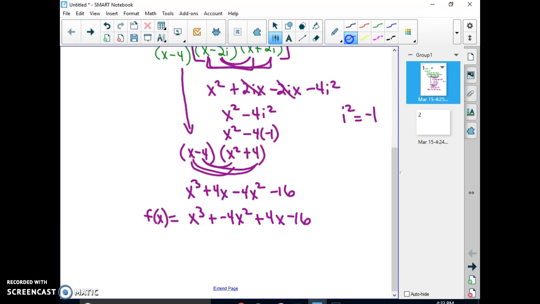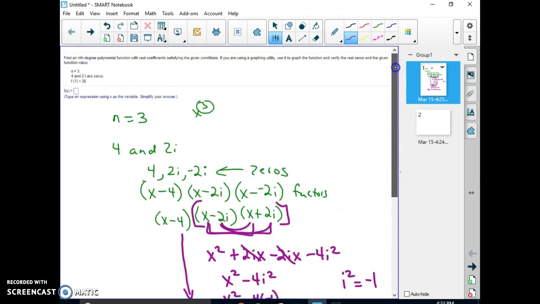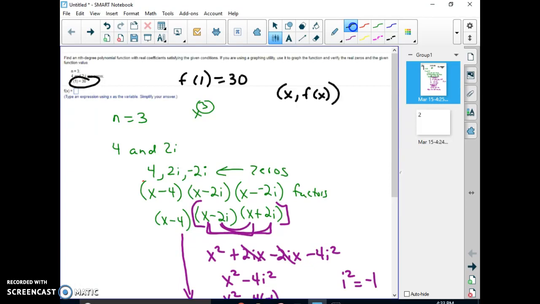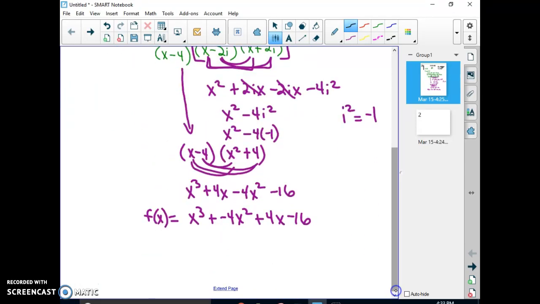However, the other stipulation at the beginning of this problem, if you can read this right here, is that f of 1 equals 30. What that means is, if you're going to graph this, this would be an ordered pair, x comma f of x. So there's some point on this graph that is 1 comma 30 that needs to be accounted for. So what I want to do is take that point, 1 comma 30, and substitute it into this function here.